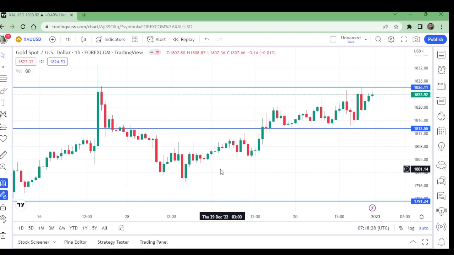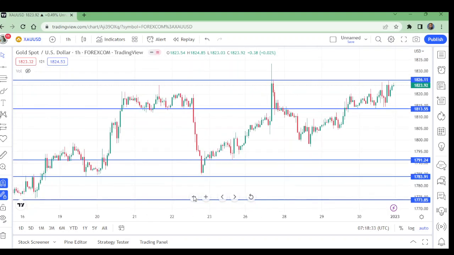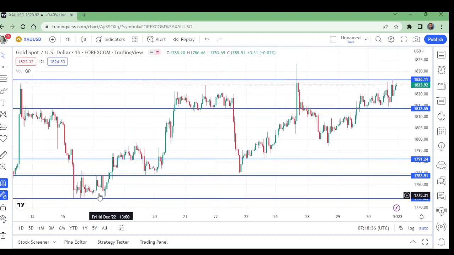Now let us zoom out. This is the power support. This was the low, 1773. This was the low, and after this the market went for the high. Prior to this high, this was the high of the market. After this high the market came down to this low and went up, but at this time the market could not break this high and came downward.